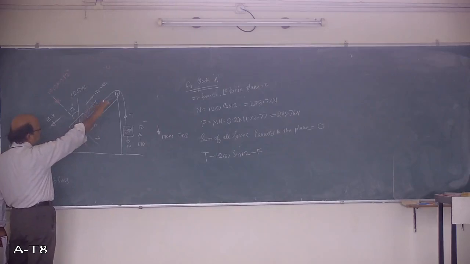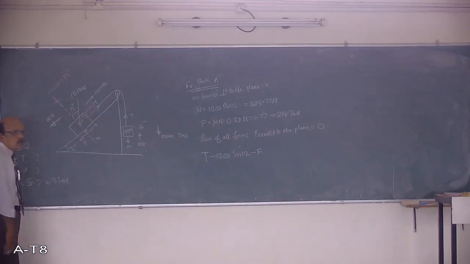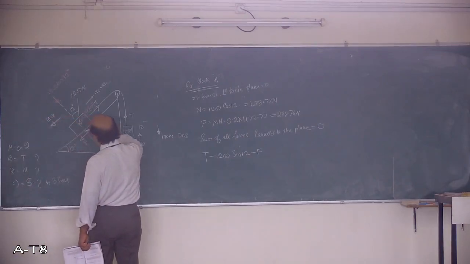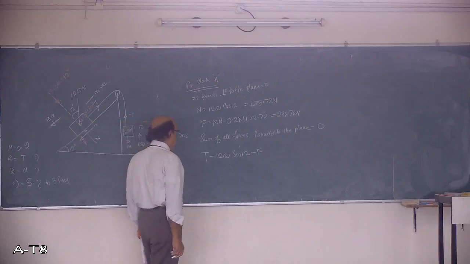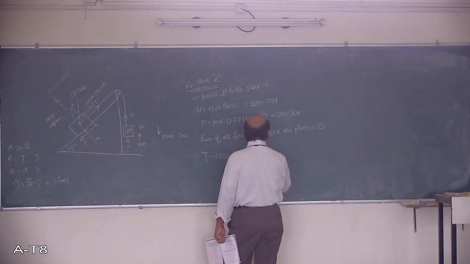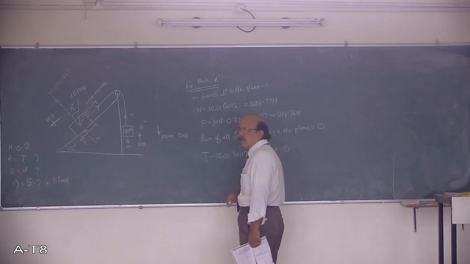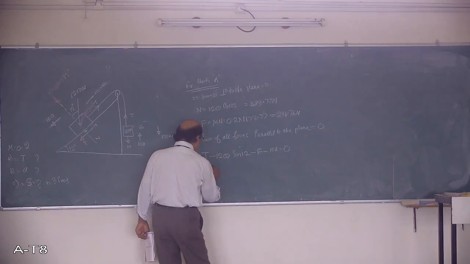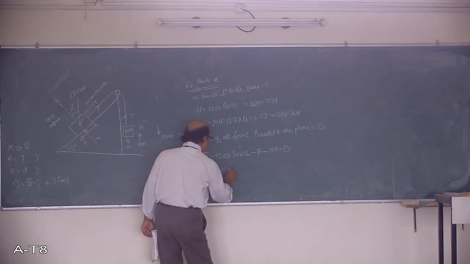That is not correct. As the acceleration as well as the movement of the block is in this direction, inertia should be opposite to that. So the inertia force is acting downwards. Therefore, weight component, frictional force and inertia all are opposing, and minus MA is equal to zero. This gives one dynamic equation for the block A.